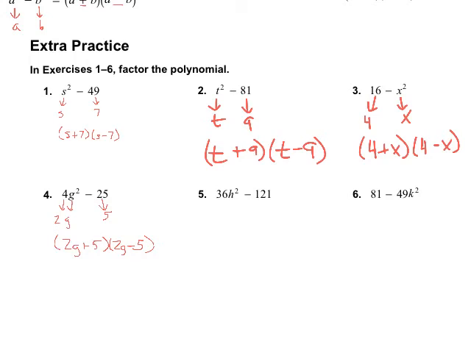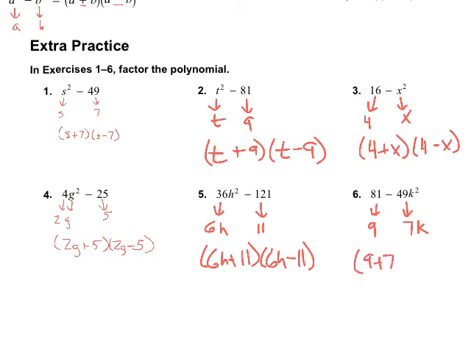Alright, number 5, square root of 36 is 6. Square root of h squared is h. Square root of 121 is 11. So then I do 6h plus 11 and 6h minus 11. And last but not least, number 6, square root of 81 is 9. Square root of 49 is 7. Square root of k squared is k. So then I have 9 plus 7k and 9 minus 7k. Ooh, not x, k. And I'm done.